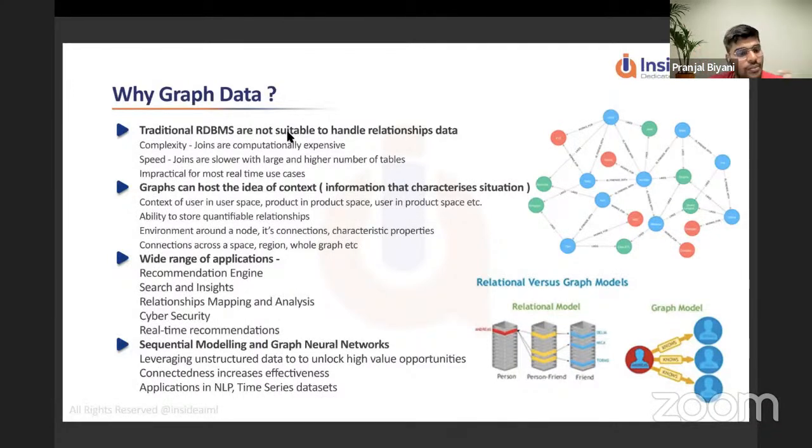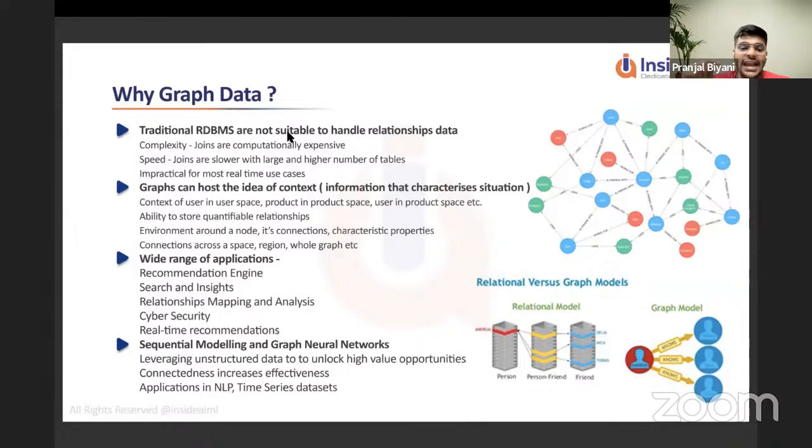I know the environment around myself. I know the space, the region, everything in the graph. It has a wide range of application. There is recommendation engine. There is searching. Normally, what do we do? Suppose you want to get to know a person. The moment you want to get to know a person or you want to connect with them, you find your contacts that know that person.